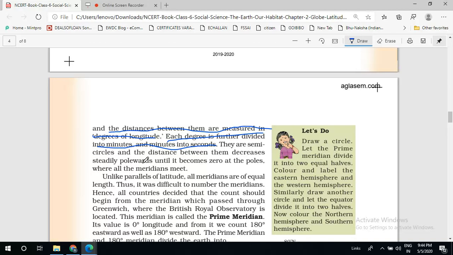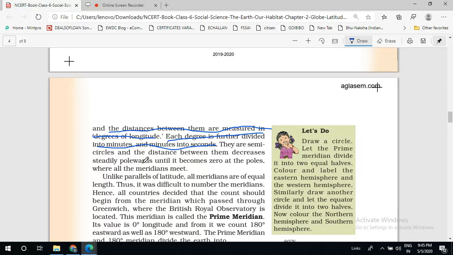How do longitudes help us in locating a place, and how do longitudes help us in calculating the time? It will be discussed. The most important function which is done by longitude is the calculation of time.